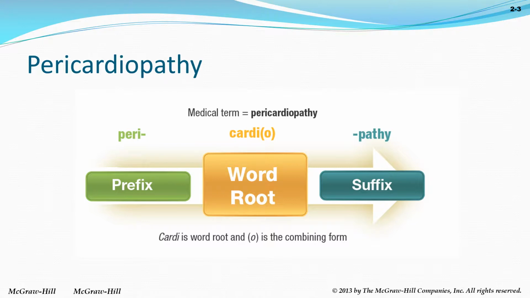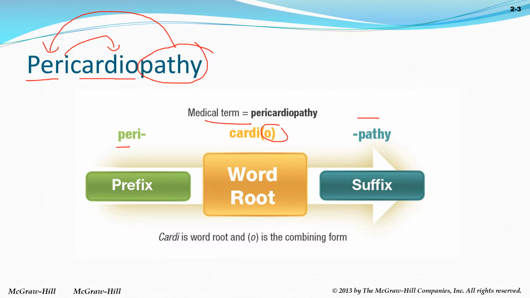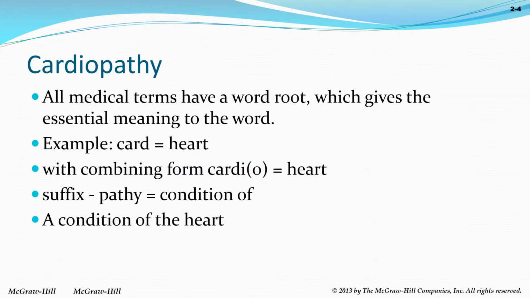So the standard: we have prefix, word root, suffix, combining form. For this word we have pathy, so that's a condition or disease. Peri is around, like the perimeter, and then cardi is heart. So you've got some kind of disease around the heart. Cardiopathy, condition of the heart. Oh, they didn't put epi. I'll put it in.